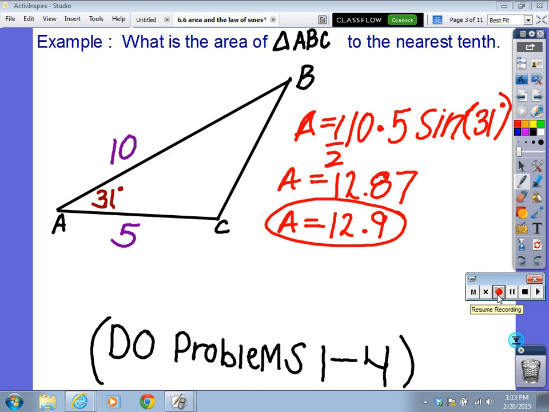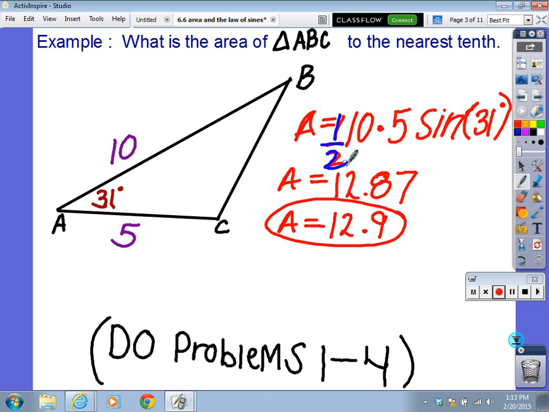Okay guys, let's bring it back together. Now as you can see, it's easy to get really comfortable just like I did and forget little things like the 1/2, but those are essential things, so just don't get going too fast. It's always going to be sine, right?